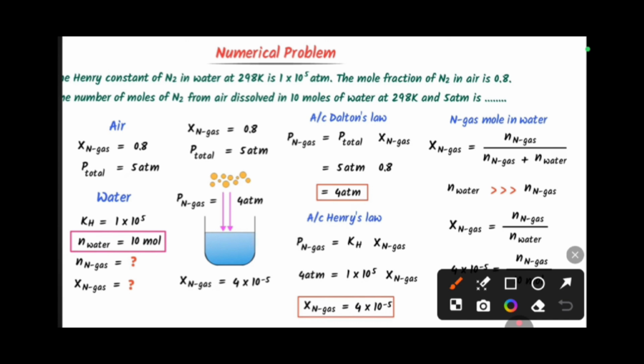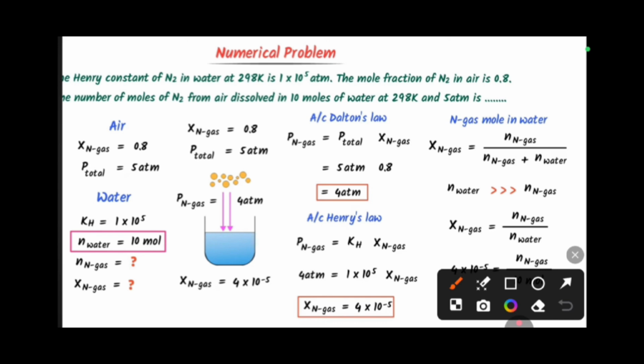But here you can see two different things. The mole fraction of nitrogen gas is given in Dalton's law and also in Henry's law, but you can't use the mole fraction of nitrogen gas from Dalton's law in Henry's law. Why? Because I already told you, in Dalton's law we are taking a mixture of gas in gas, but in Henry's law we are taking a mixture of gas in liquid. So the mole fraction will change.